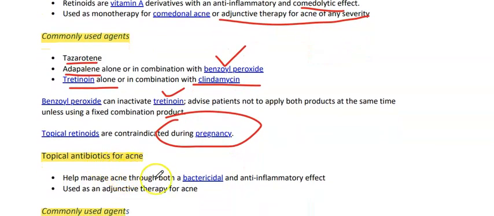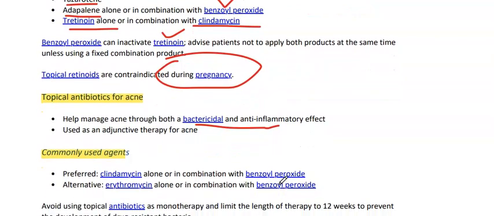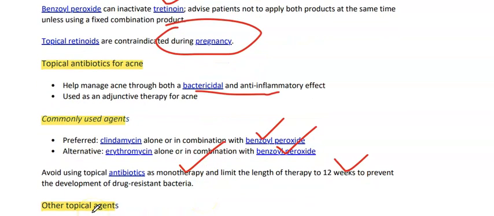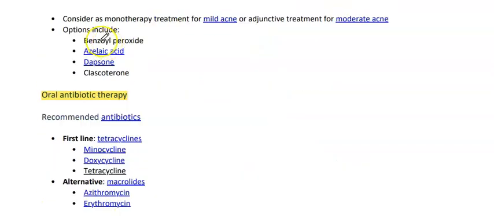Topical antibiotics have both bactericidal and anti-inflammatory effect. Commonly used agents are clindamycin alone or in combination with benzoyl peroxide, and erythromycin alone or in combination with benzoyl peroxide. So antibiotics are usually given in combination with benzoyl peroxide. Avoid using topical antibiotics as monotherapy and limit the length of therapy to 12 weeks to prevent the development of drug-resistant bacteria. Now we have other topical agents. These are the agents that can be given.